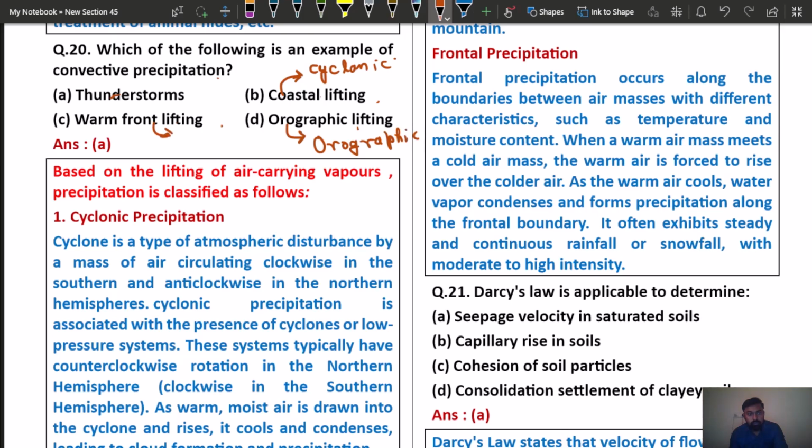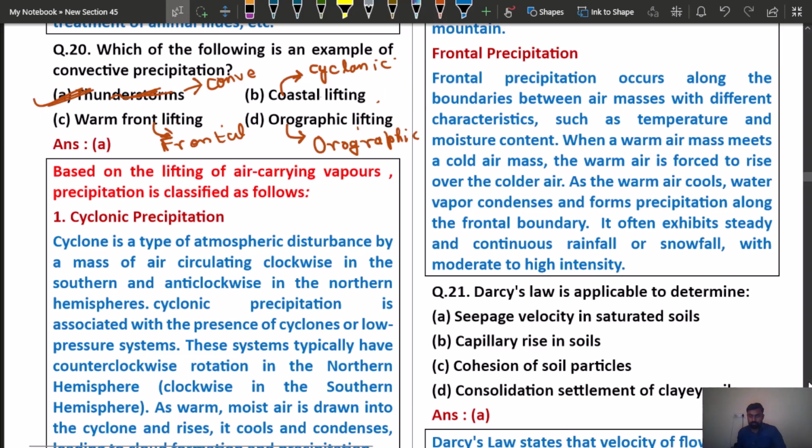This is related to frontal precipitation. And thunderstorm is related to convective precipitation. So the correct option is thunderstorm. Okay, now proceeding to the next question.